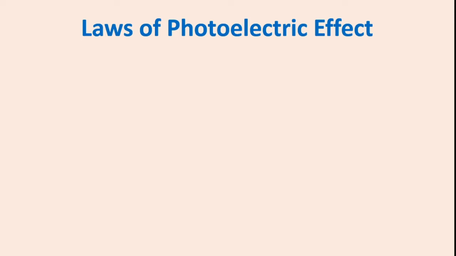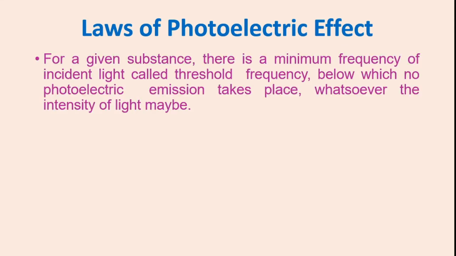Now, on the basis of the experiment, we will discuss the different laws of photoelectric effect. First one is, for a given substance, there is a minimum frequency of incident light called threshold frequency, below which no photoelectric emission takes place whatsoever the intensity of light. That means the incident light should have a frequency above threshold frequency for photoelectric emission.